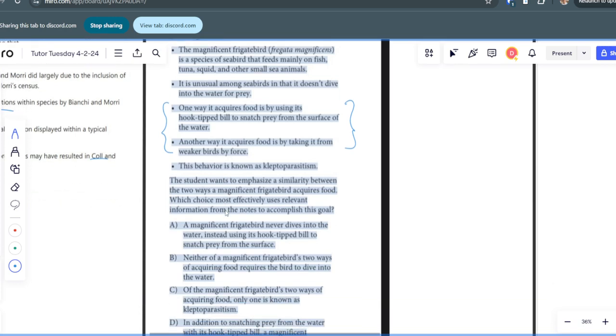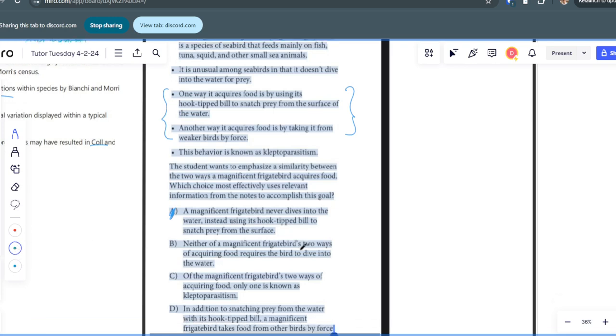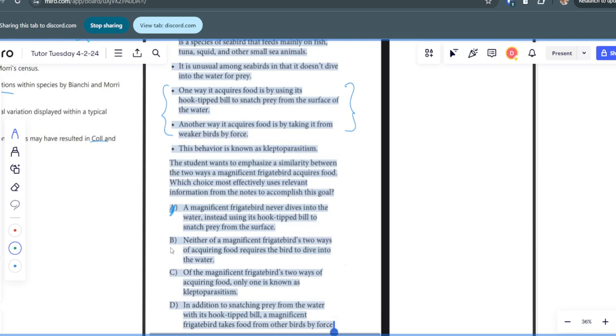We want to emphasize the similarity between those two ways. So A says that the magnificent frigate bird never dives into the water, instead using its hook-tipped bill to snatch prey from the surface. This doesn't really emphasize the similarity between the two. B: Neither of a magnificent frigate bird's two ways of acquiring food requires the bird to dive into the water. I mean, this does kind of mention a similarity, so let's go with B for now. C: Of the magnificent frigate bird's two ways of acquiring food, only one is known as kleptoparasitism. No, that's a difference. D: In addition to snatching prey from the water with its hook-tipped bill, a magnificent frigate bird takes food from other birds by force. That's just stating the two methods, but it doesn't state a similarity. So if we're really emphasizing a similarity here, we're going to go with B and say neither of the two ways requires diving into the water.